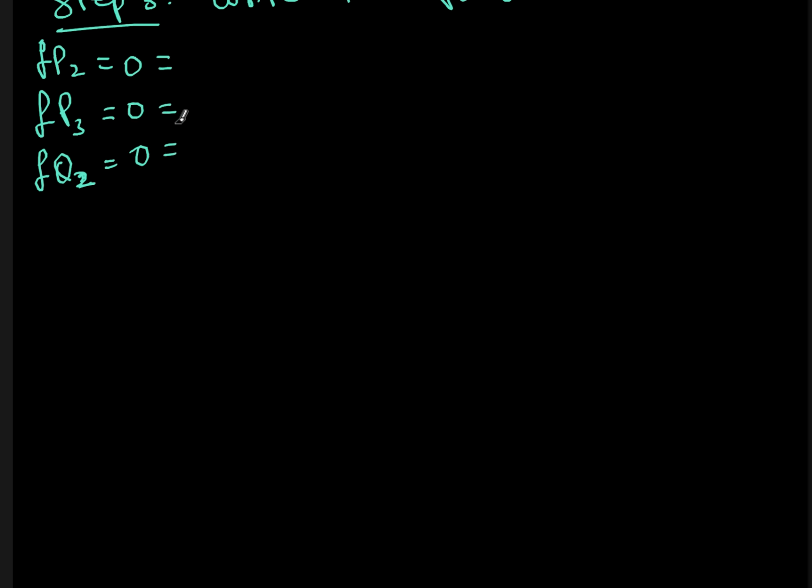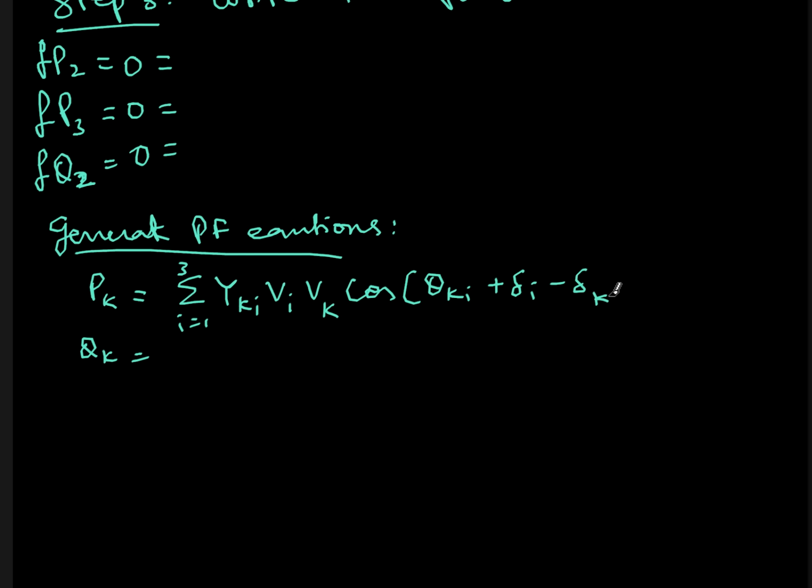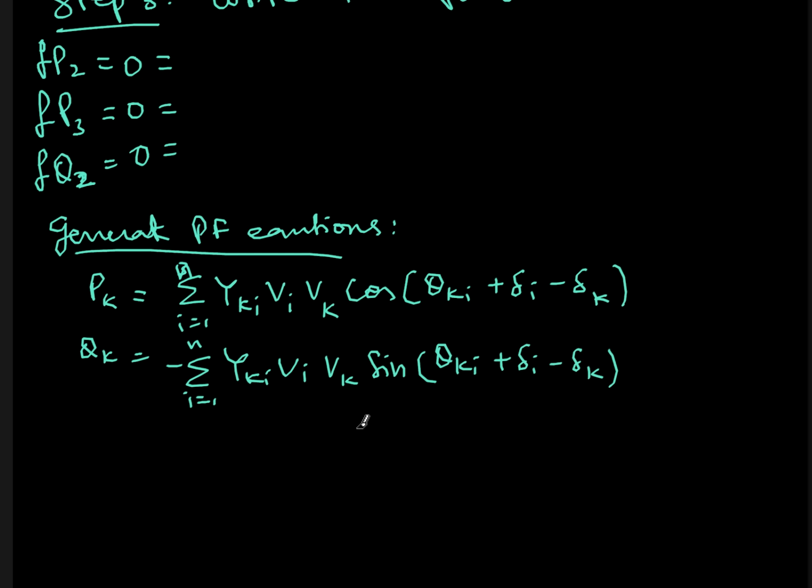Here we use the general power flow equations. So what are the general power flow equations? Pk equals the summation of i equal to 1 to n of Yki Vi Vk cos of theta ki plus delta i minus delta k. Similarly, Qk is minus the summation of i equal to 1 to n, because it's a general n bus system. Exactly the same thing, just instead of cos, I'll get sine. Using these two, I'll write the three functions here. So these are my general equations.